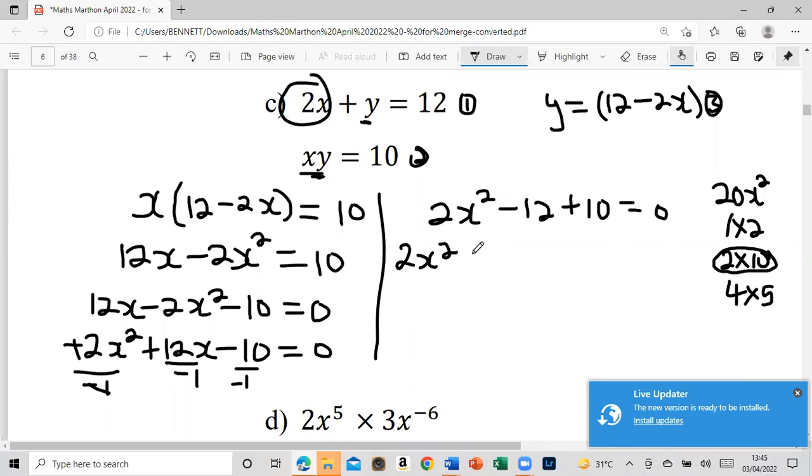We put the 2 with the 2, because some students set them like that. So notice we replace the 12x with these. Replace the 12x with these, because when you add these two, you're going to get negative 12x, right? And then plus 10. And that equals 0.